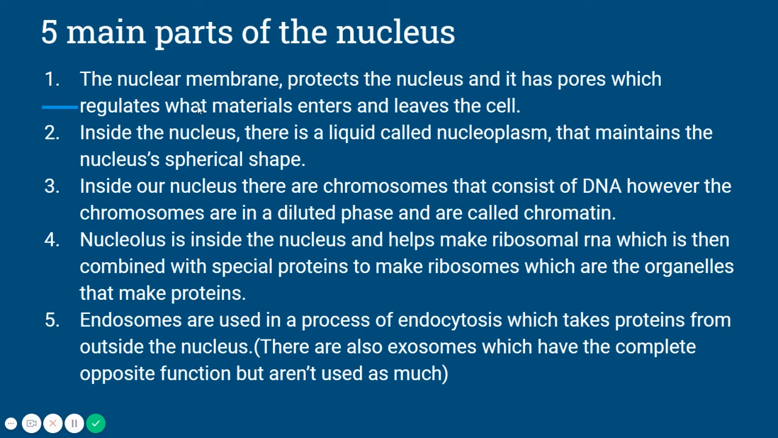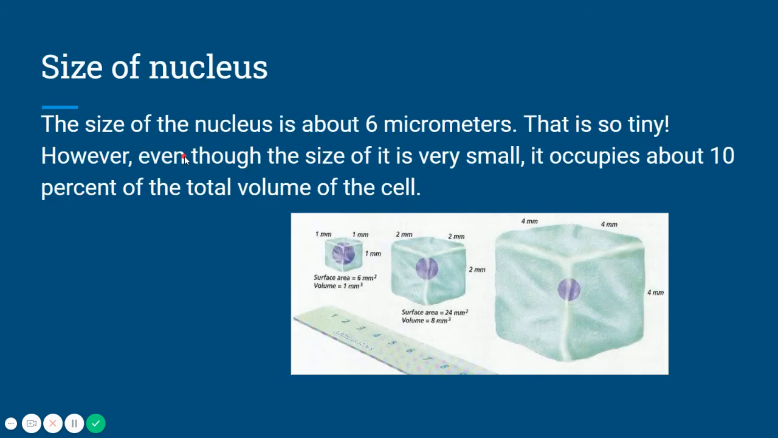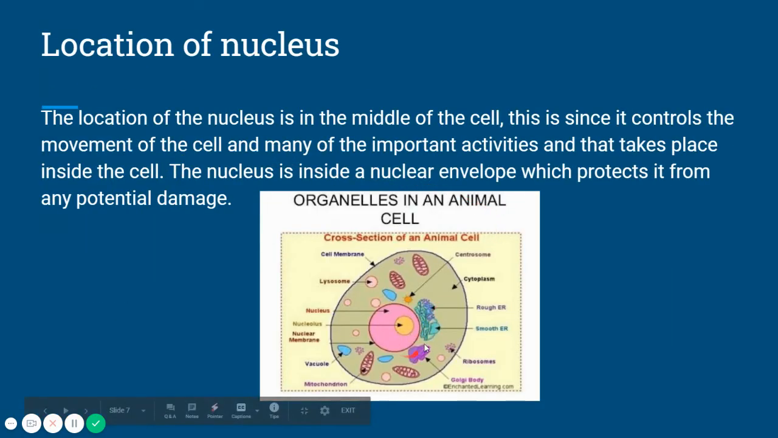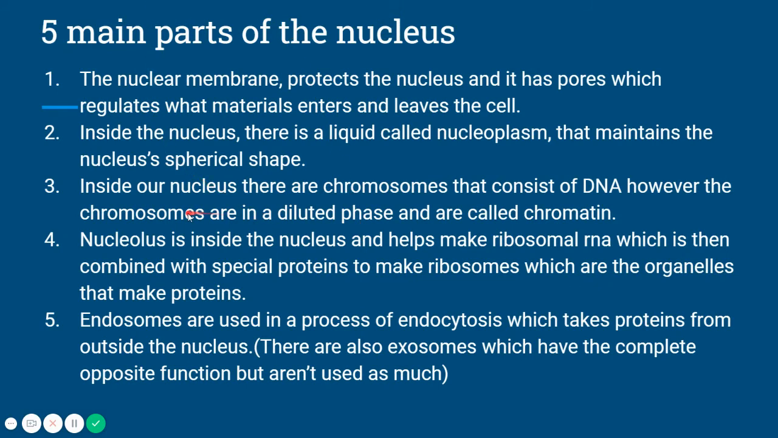Inside the nucleus, there's a liquid called nucleoplasm. This maintains the nucleus's spherical shape. So the reason why this nucleus is almost perfectly spherical is because of this nucleoplasm. Okay.